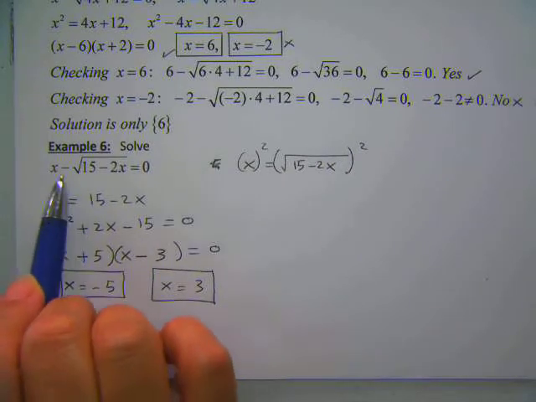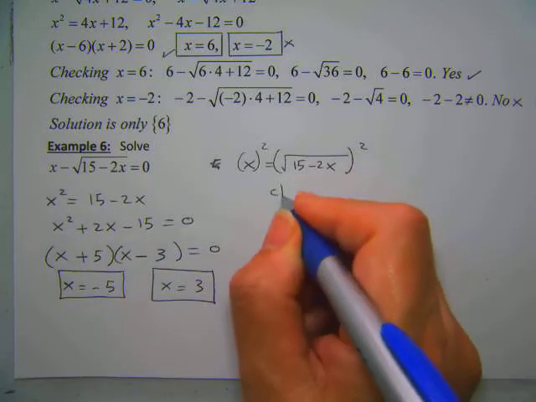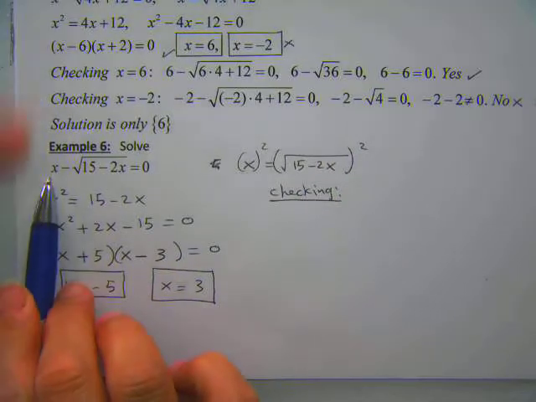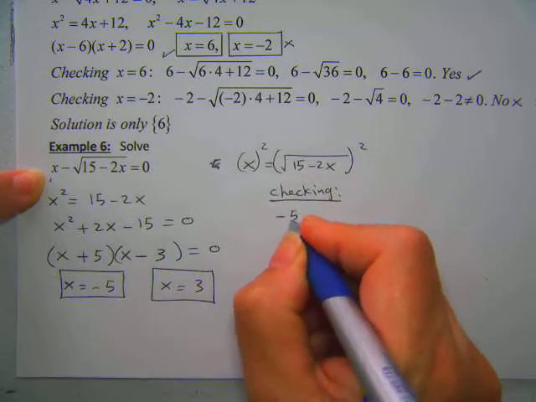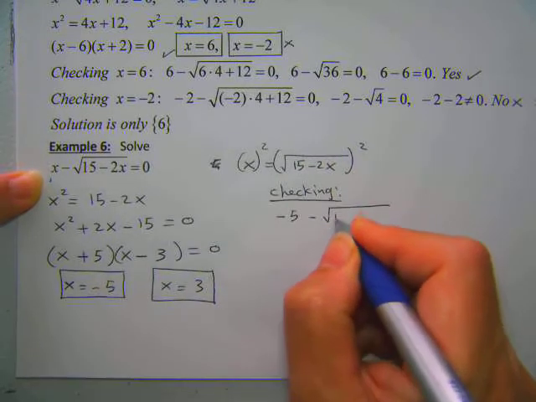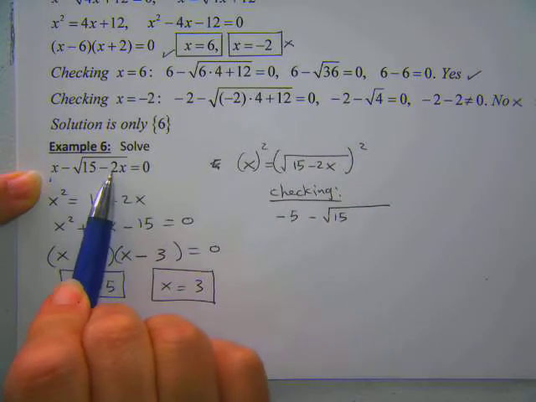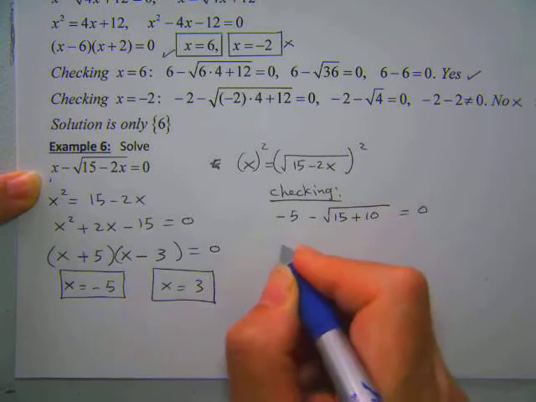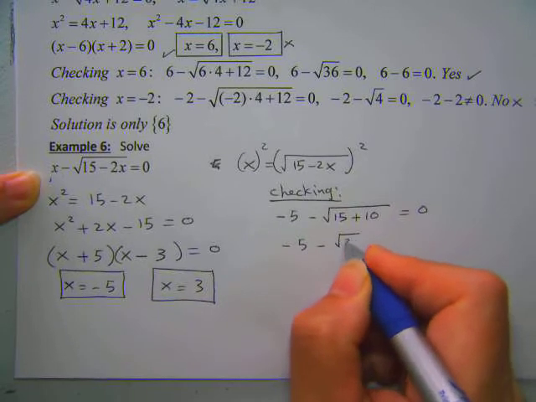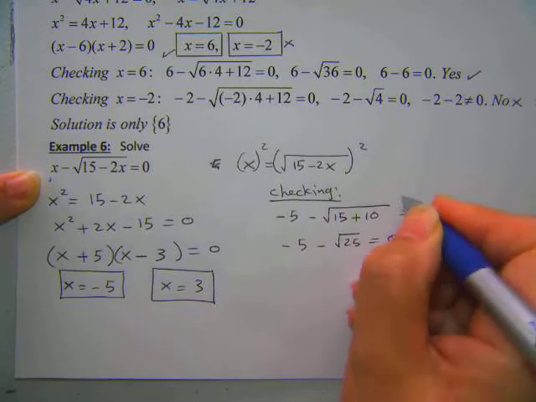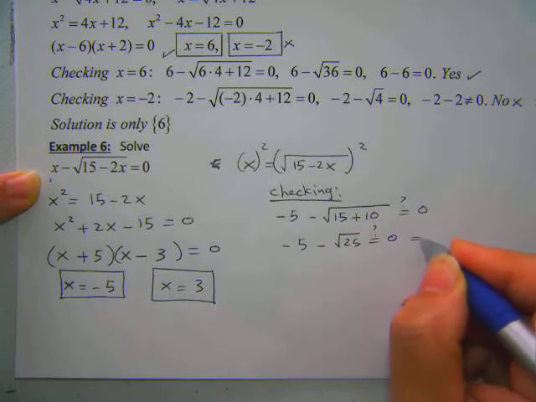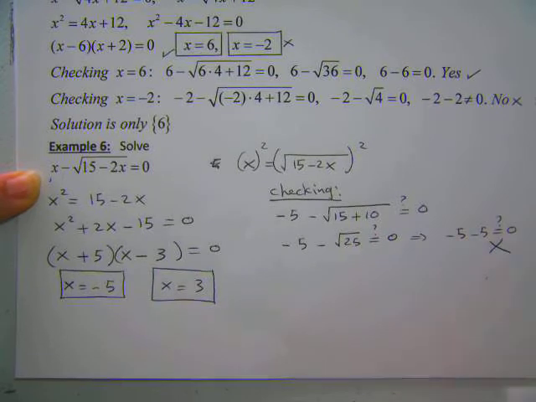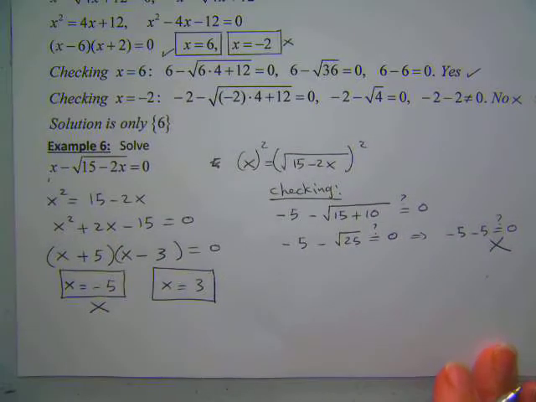How do we check the answers? In the original equation. So here's the checking. You can do it in your head, you can write it down, it's up to you. So let's try negative 5. So I have negative 5 minus the square root of 15 minus 5 times minus 2, which is positive 10. Is that equal to 0? So let's see. Negative 5 minus the square root of 25. Again, it's all that question mark. So is negative 5 minus 5 equal to 0? Absolutely not. It equals negative 10.